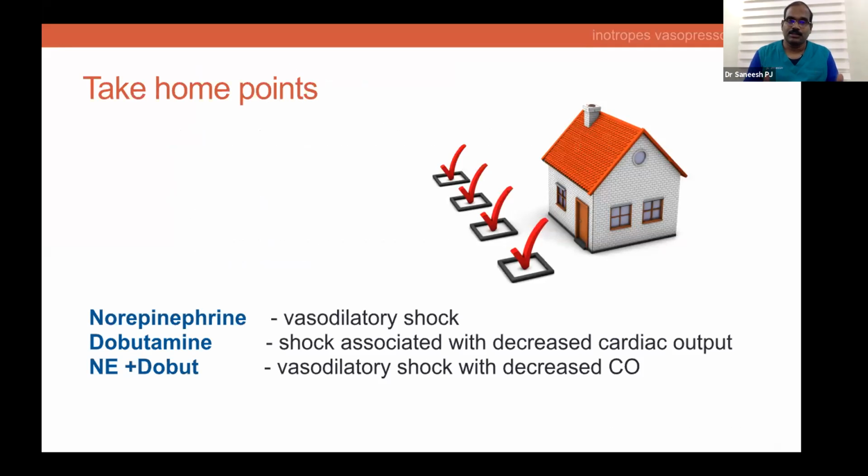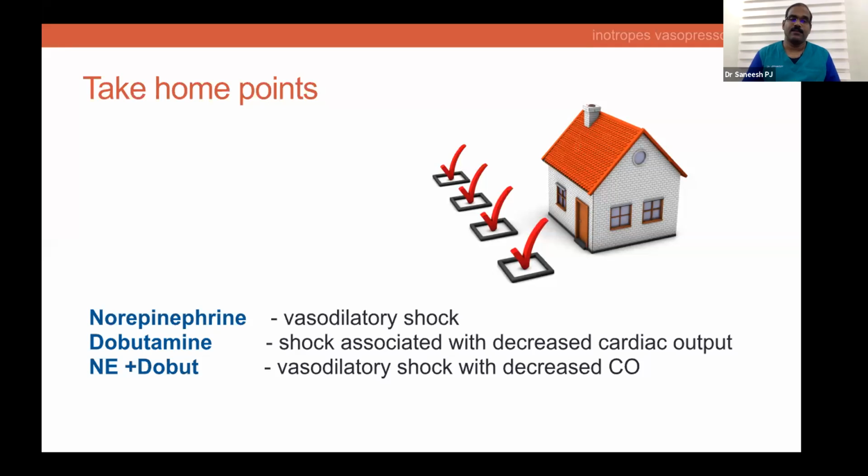So we come to the end of the first part of our session. I remind you, this is not a cookbook type of recipe. These are the take-home points. Norepinephrine we choose in an extensive vasodilatory shock scenario. Dobutamine, when you want to improve the mean arterial pressure due to decreased cardiac output and shock caused by cardiogenic shock, may be a good choice.